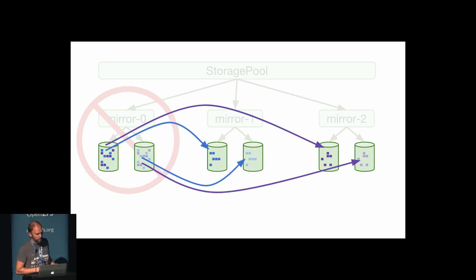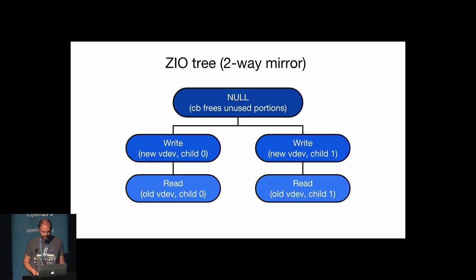So instead, what we do is we want to read from both sides of the mirror and write each side to the corresponding side of the new location mirror. So in this example, the dark blue and purple blocks, we're reading from the left side of the removing device, and we're writing them to the left side of the new locations. And then the light blue and purple, we're reading from the right side of the removing device, and we're writing them to the right side of the new locations. Okay, so how do we do that?